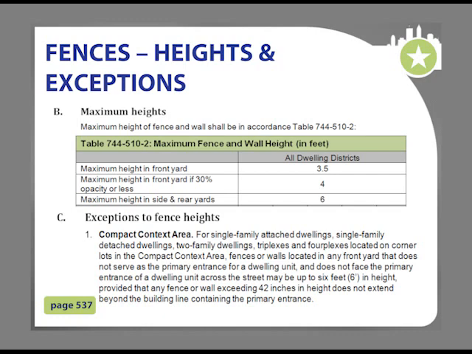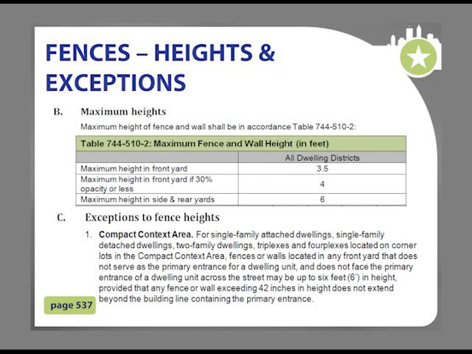Now, what we've done is we've added a new provision, and it says that in the front yard you can go to 4 feet in height if the fencing has an opacity of 30% or less. That means if the openness of the fence is at least 70%, so predominantly open, you can have a 4-foot high fence in the front yard. That's a change from in the past. The maximum height in the side and rear yards has stayed the same at 6 feet.